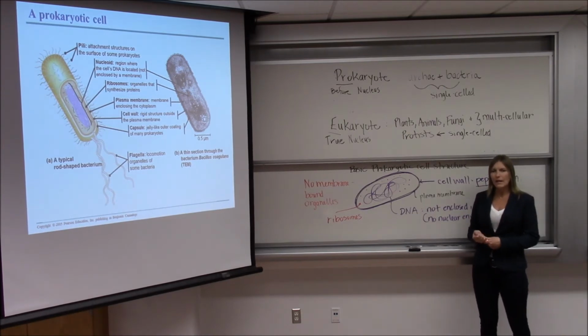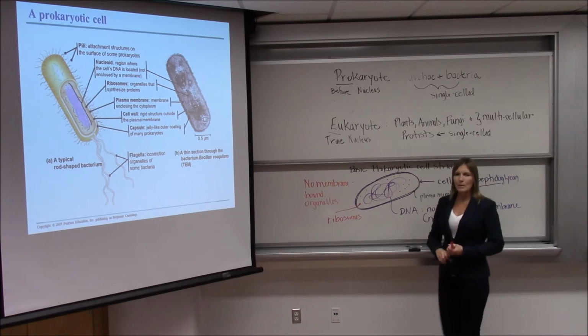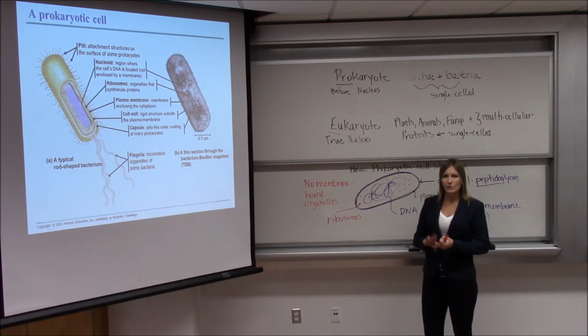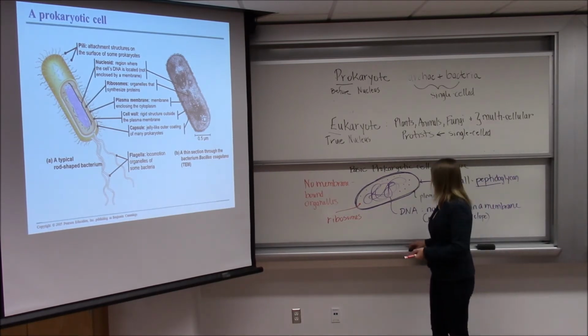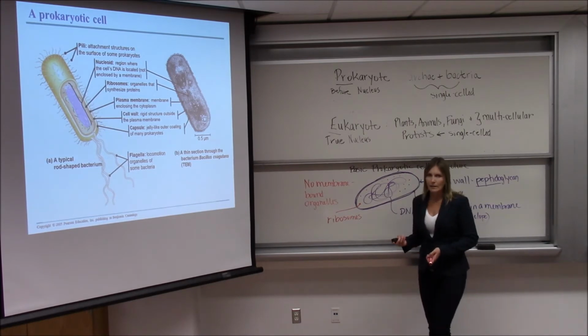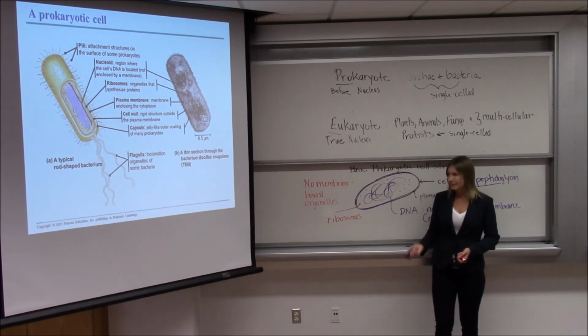Eukaryotic cells, on the other hand, are much more complex. They do have membrane-bound organelles. The DNA is going to be protected in a nuclear envelope, and that's what we're going to spend our time talking about for the rest of this lecture.